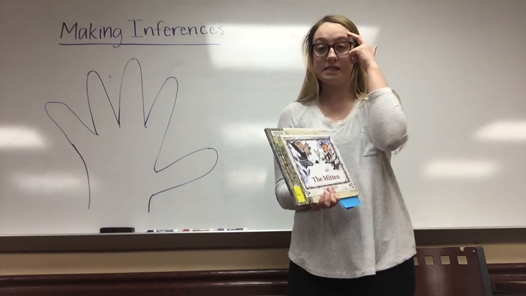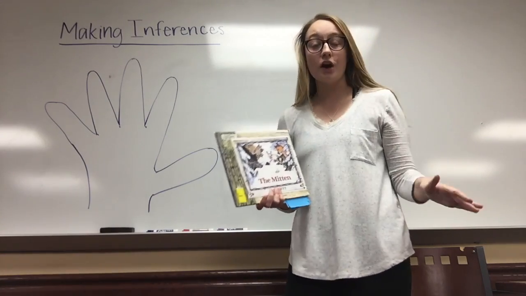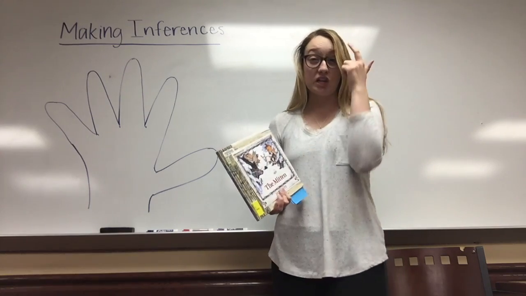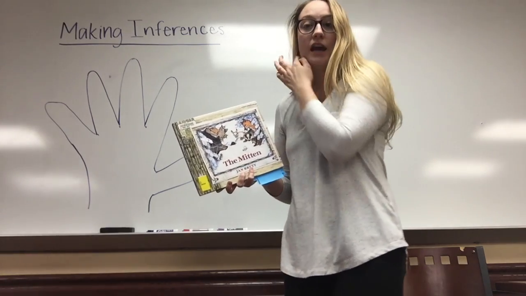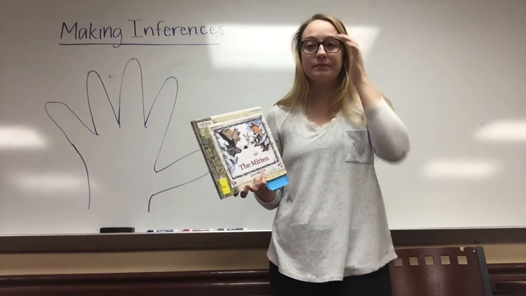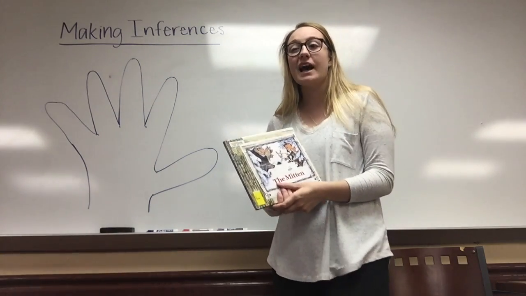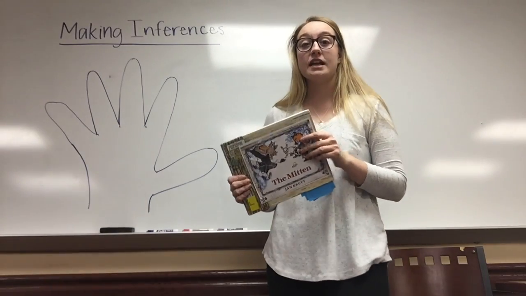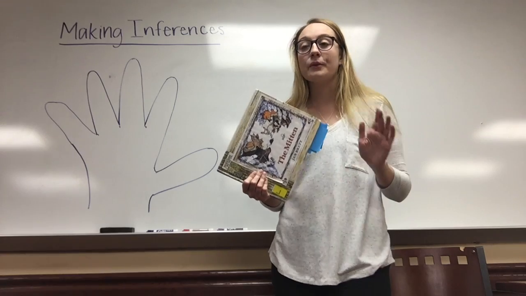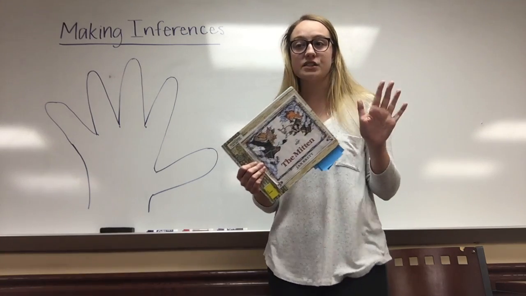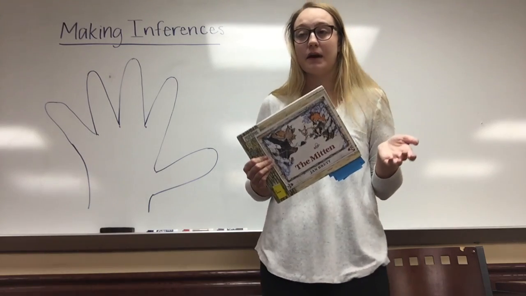Now remember, our schema is what we already know, or our background knowledge. So, when we make an inference, we use our schema and evidence from the text and the pictures in order to determine our inference. Making inferences while you read is important because it helps us to be better at understanding everything that happens in the story. So to do this today, we're going to use our hand as a tool to remember 5 different things that we can make inferences about while we read.